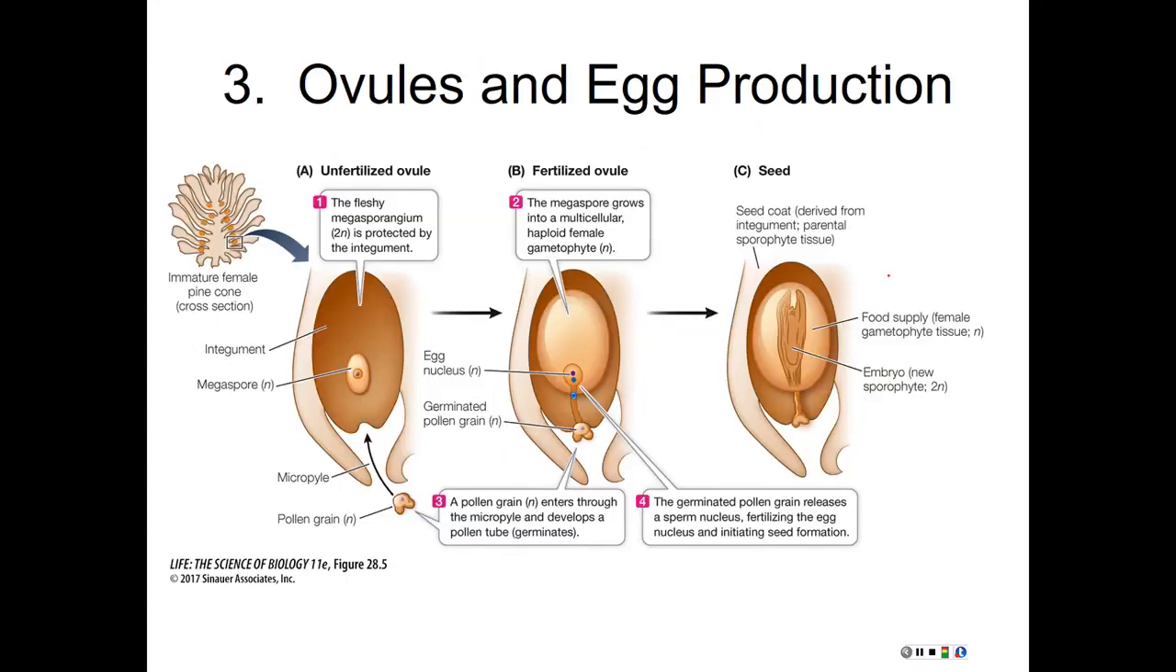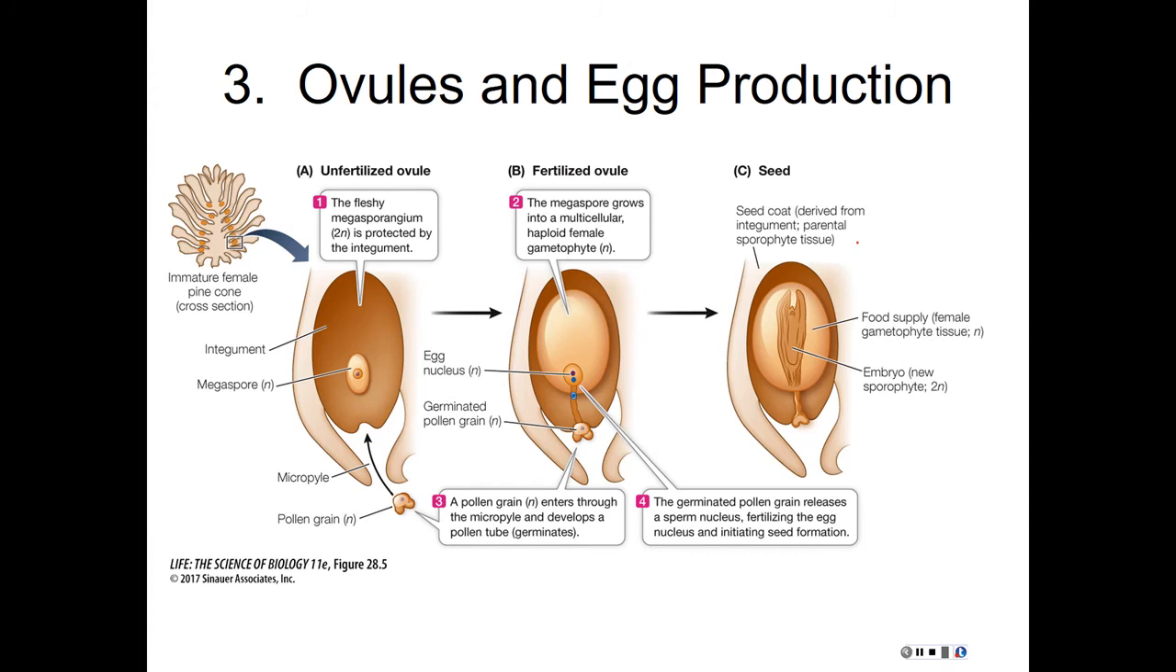And let's look at that a little closer to examine ovules and eggs. Ovules and egg production. Okay, so remember everything here is going to be retained within the sporophyte. So let's talk about this megasporangium.